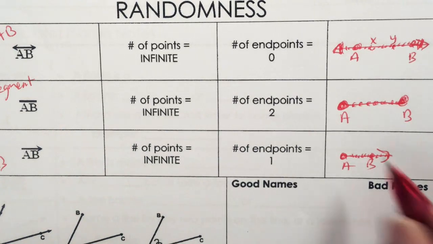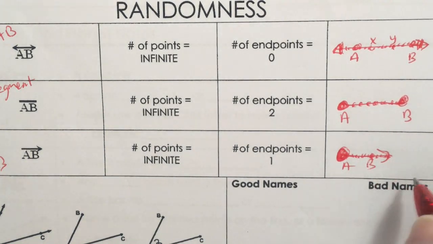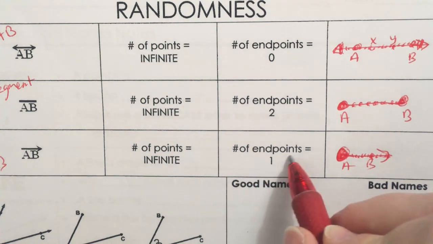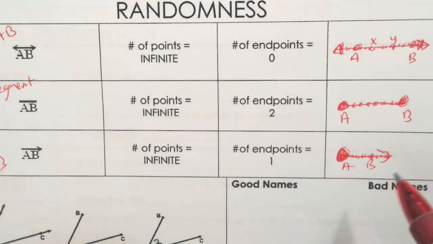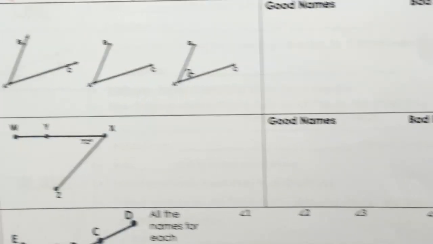And think of the sun. A is the sun, and there's the ray of sunshine. How many endpoints do you have? Only the one. Sweet. All right, let's talk about this.